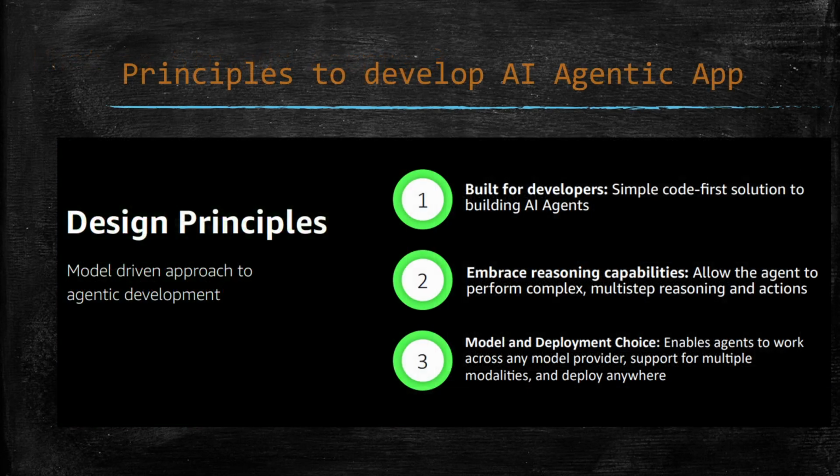So let's understand the principles of developing an agentic AI app. Developers should have simple code for solutions. For building agentic AI, they need the capability of reasoning, which comes from the model, where it does all your brain work. It also enables model and deployment choice for multiple providers. These are some of the design principles required when we build agentic AI applications.